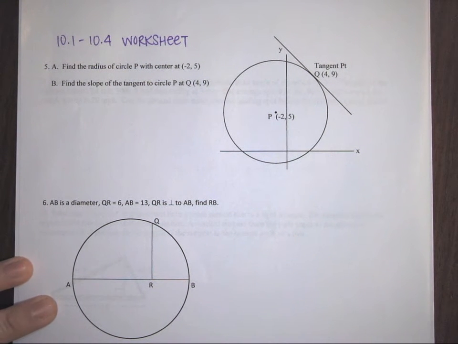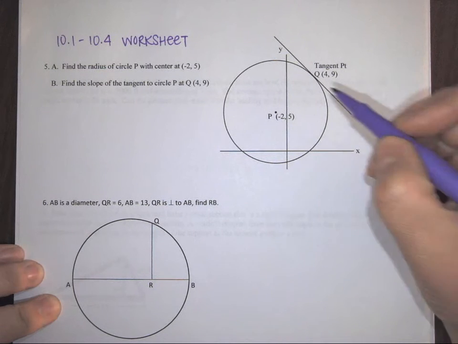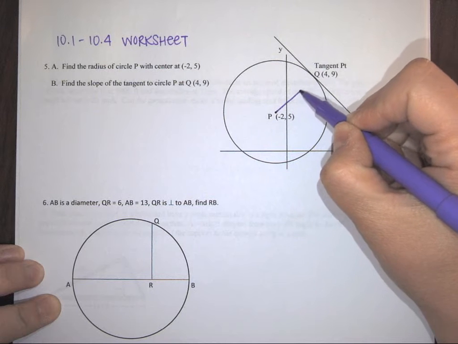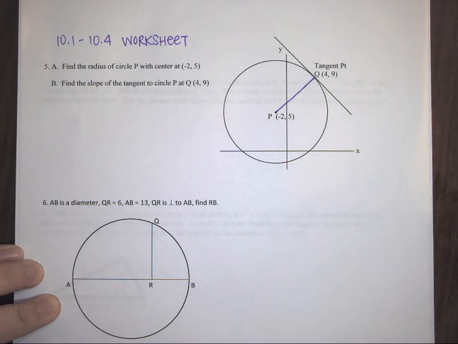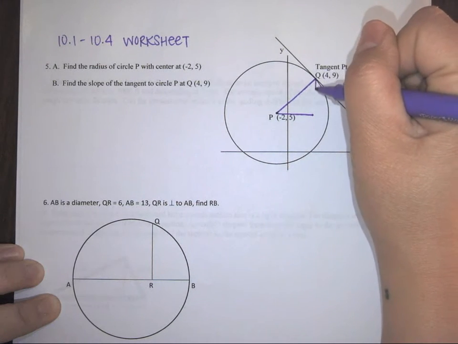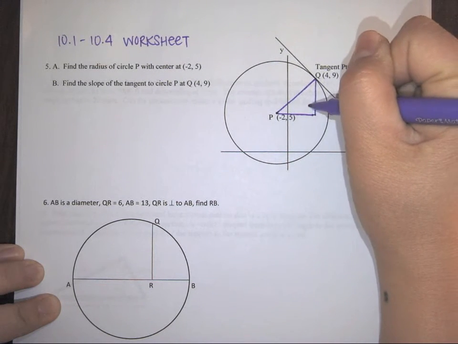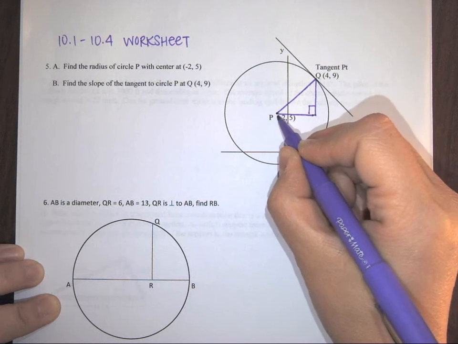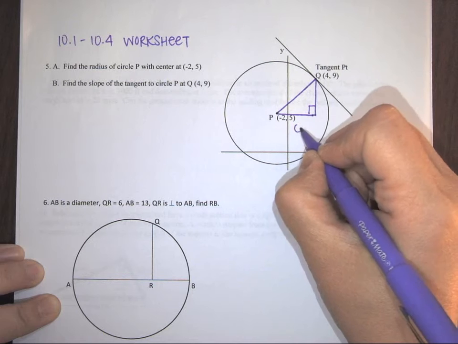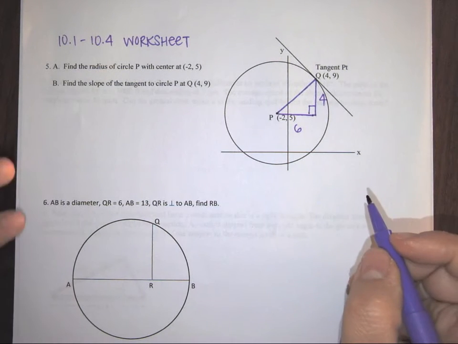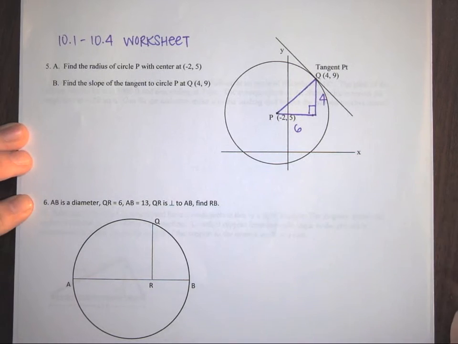So this problem is asking for the radius of circle P with center (-2, 5). Let's draw the radius connecting P to Q, the point of tangency, and then create a right triangle with a horizontal and vertical segment. We can figure out that the number of units from P to Q horizontally is 6 and vertically is 4. So the radius is just the hypotenuse of this right triangle.